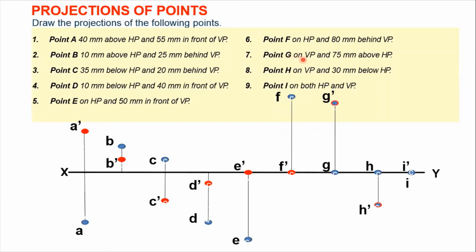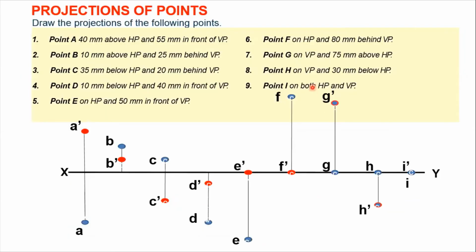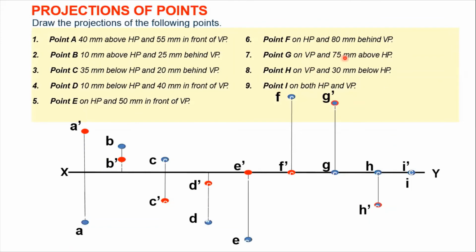Now point G on VP and 75 mm above HP. So on VP means on the XY line, from the previous table. So we can see on VP means on the XY line. So we have drawn this point G on VP, that means on the XY line, and it is 75 mm above HP. So let us see the table for HP. So above HP, that means our point A dash is above the XY line. So in the case of a point 75 mm above HP, we will plot point G dash 75 mm over your XY line by a red point. So this is your point G dash, which is 75 mm over your XY line.